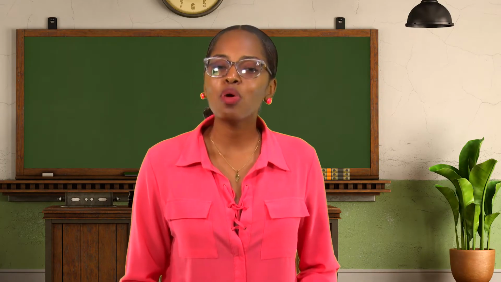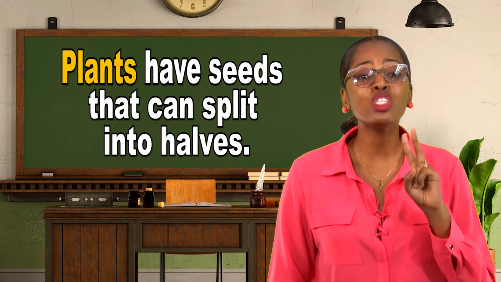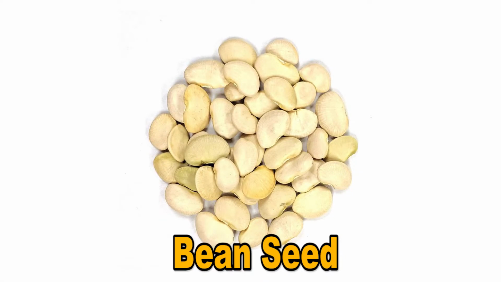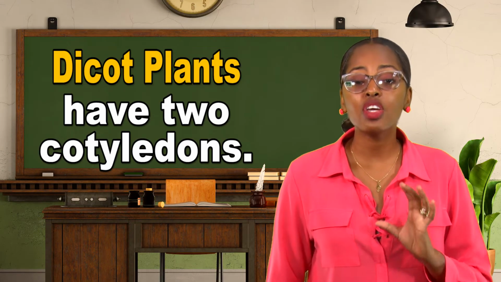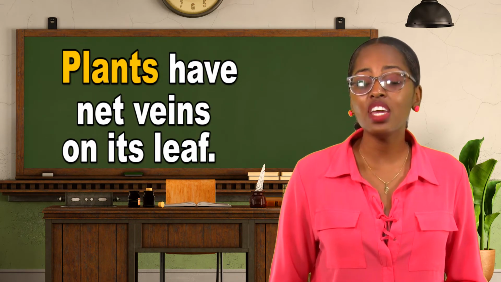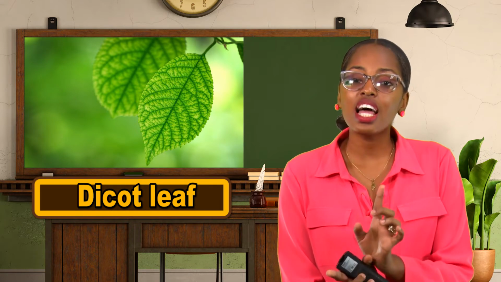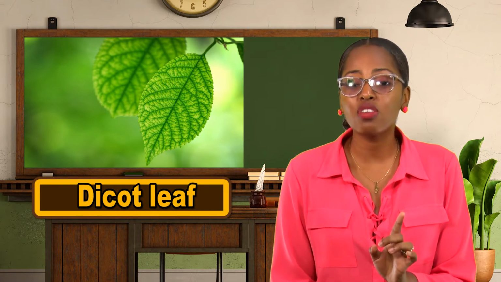On the other hand, boys and girls, a dicot plant has seeds that can be split into 2 halves. For example, the seed of a bean plant. Those seeds are equipped with 2 cotyledons. It also has net veins on its leaf. Net veins are veins that run in various directions.